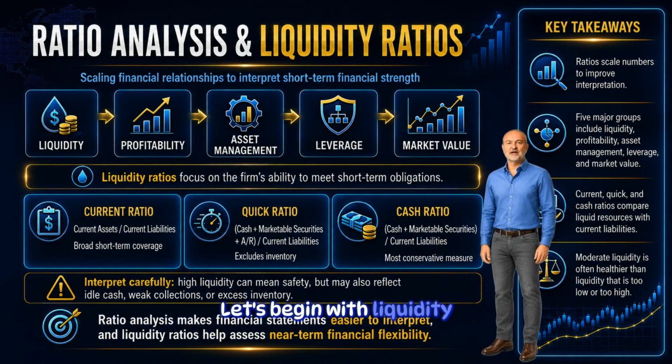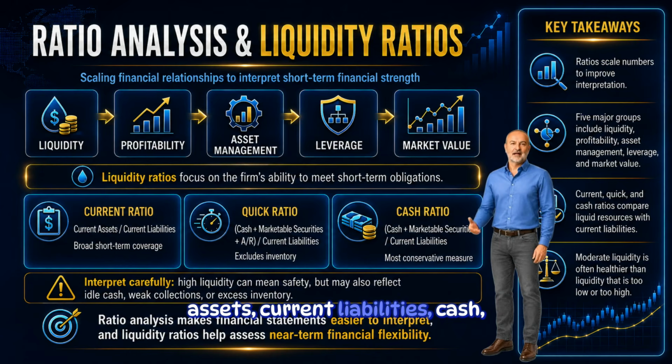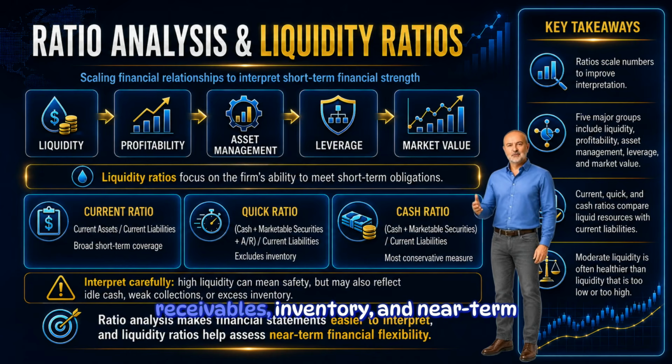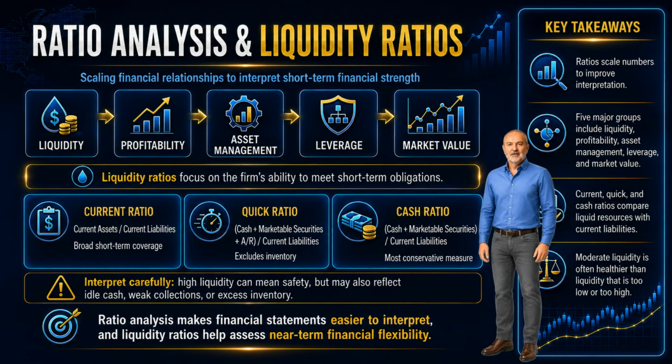Let's begin with liquidity ratios. Liquidity ratios evaluate whether the firm can meet short-term obligations. They focus on current assets, current liabilities, cash, receivables, inventory, and near-term operating cash flow. The current ratio equals current assets divided by current liabilities. It measures broad short-term coverage.